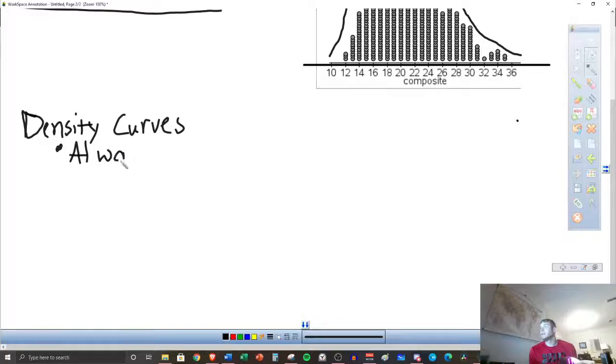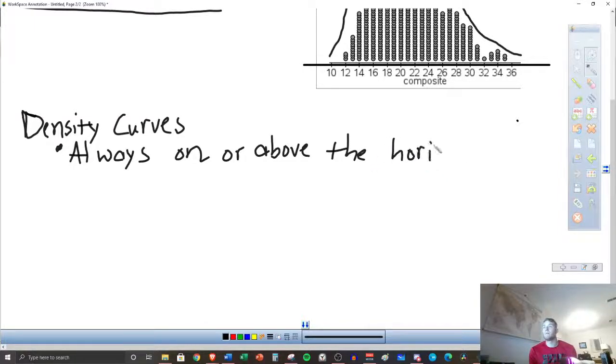Always on or above the horizontal axis. And we can see that up here. It's above the horizontal axis.